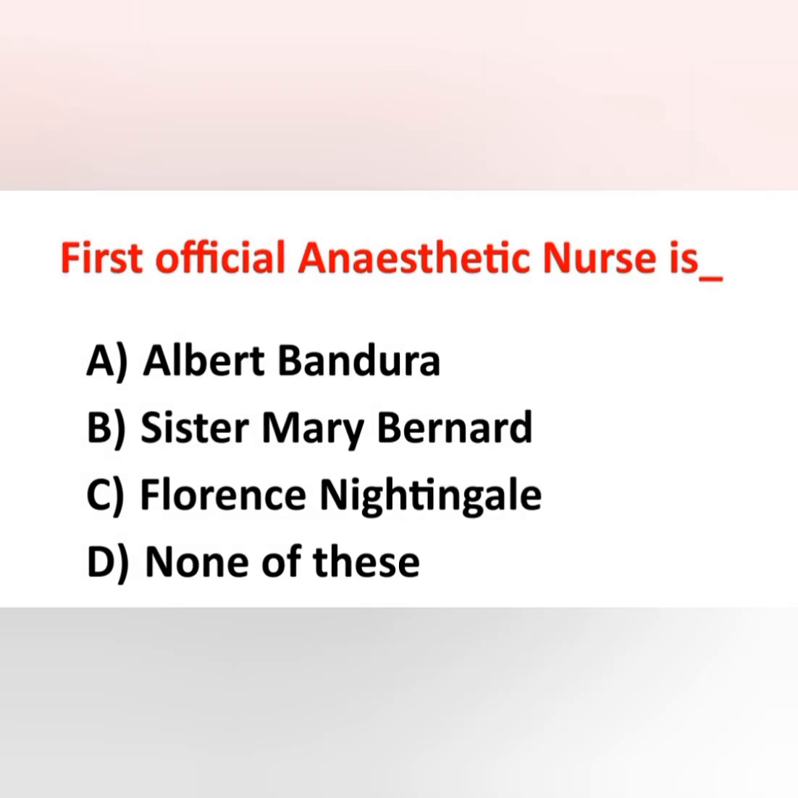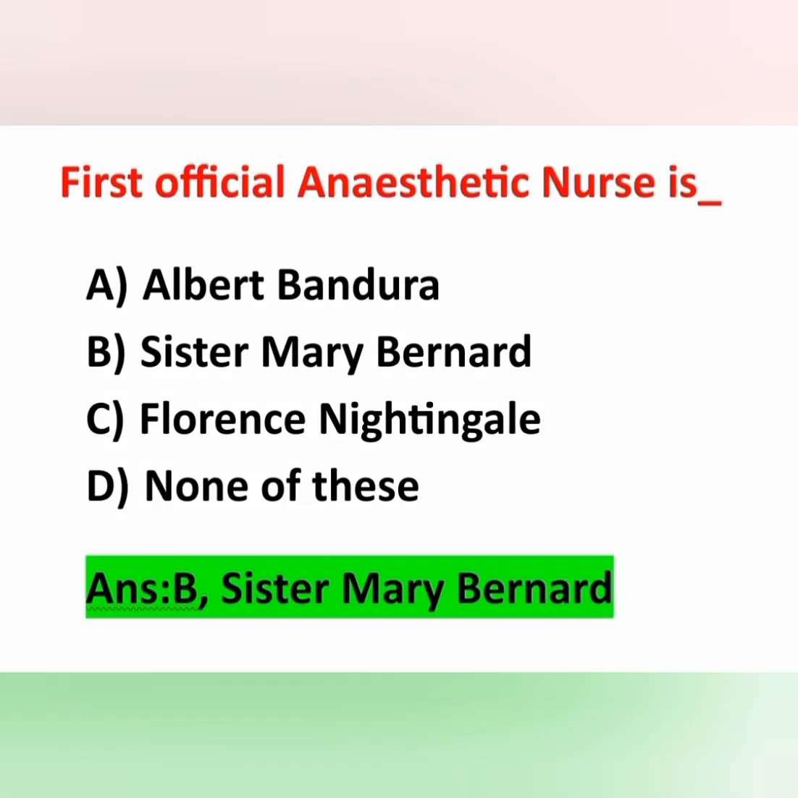Next question, and this is the last question: the first official anesthetic nurse is? Option A, Albert Bandura; option B, Sister Mary Bernard; option C, Florence Nightingale; and option D, none of these. Easily we can answer this question. Option B, Sister Mary Bernard, is the first official anesthetic nurse. This is one of the previous questions; it came in a previous AIIMS exam.